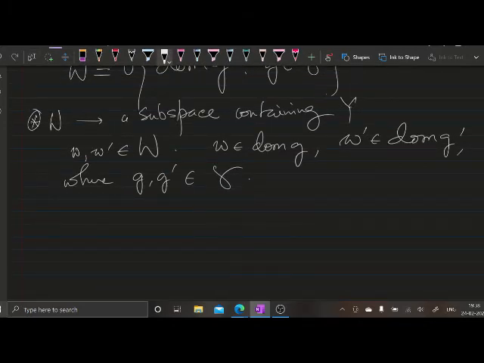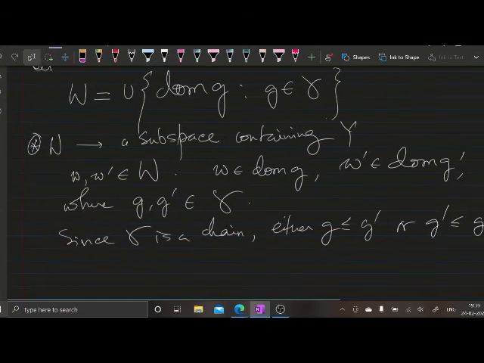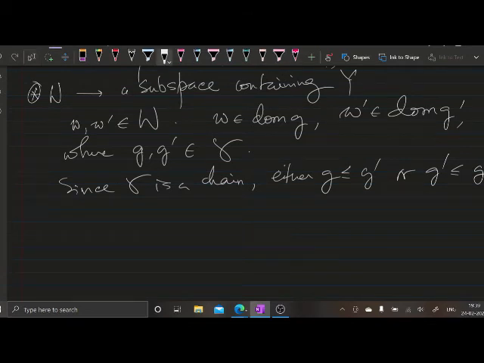Since gamma is a chain, these maps are comparable. So either G is less or equal to G dashed, or G dashed is less or equal to G. If you take any one of these, then you will see that either the domain of G is a subset of the domain of G dashed, or the domain of G dashed is a subset of the domain of G. So in either case, W and W dashed are both in the domain of G or in the domain of G dashed. Suppose you take W and W dashed in the domain of G dashed.